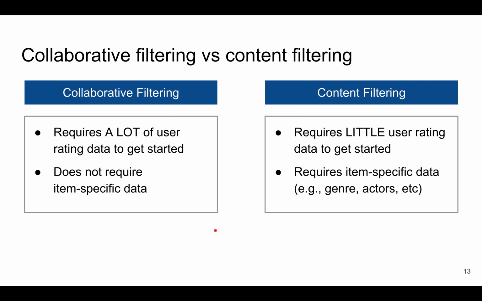If you look at the strengths and weaknesses of collaborative filtering versus content filtering, collaborative filtering requires a lot of user rating data, whereas content filtering doesn't require much user rating data. However, it requires a lot of data on the items or the products or the contents, such as genre, actors, directors, and so on. Whereas collaborative filtering does not need any item-specific data, it just needs to know what different users have rated those items.